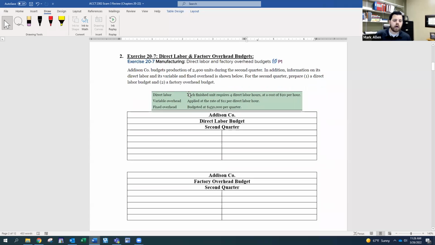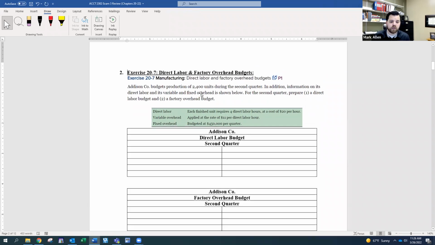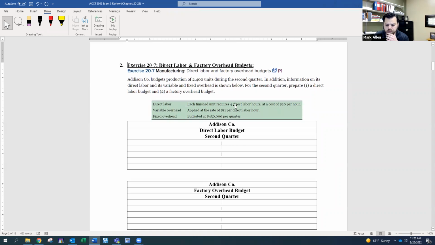Okay, so in the next problem, we're looking at two budgets. We're looking at our direct labor and our factory overhead budgets. So in this case, we have Addison Company, who budgets production of 2,400 units during the second quarter. And of course, they got that information from their production budget. So we're not going to have to do that because they told us how many units we're actually looking at.